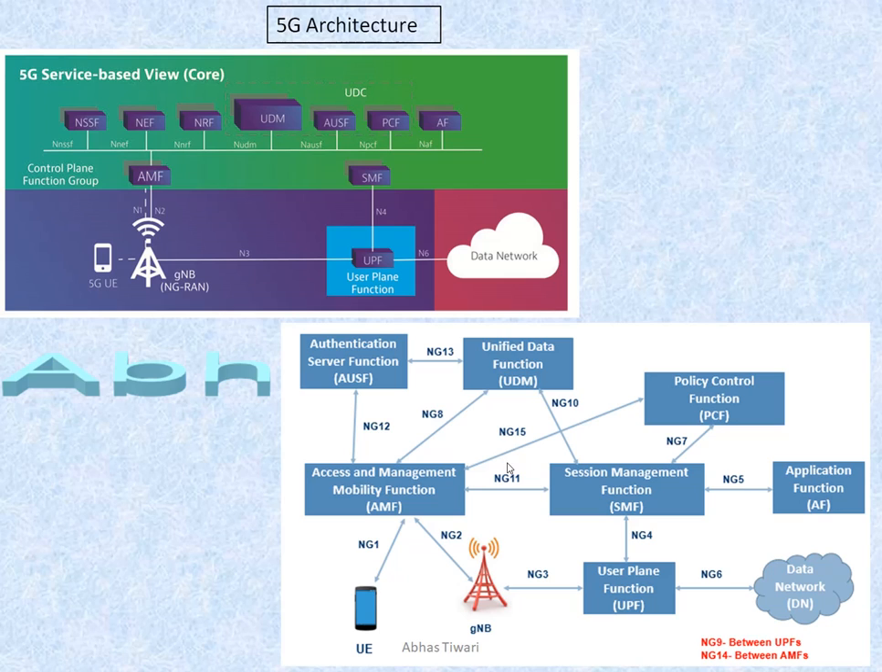The interfaces here are known as NG1, NG2, NG3, NG4. So this kind of interfaces are there, and the G-Node B to G-Node B interface is called the Xn interface. So these are the basics. I can share all the details with you if you want. Ping me one-to-one for the uses of these blocks.